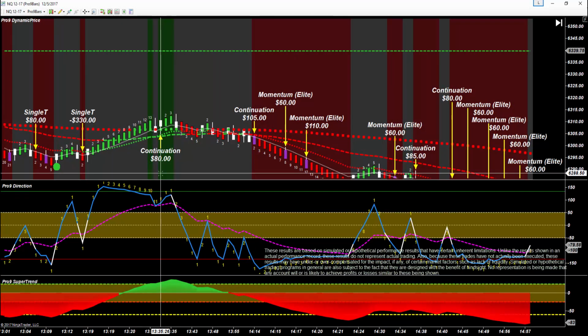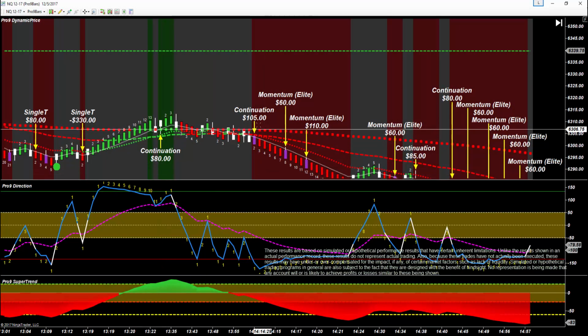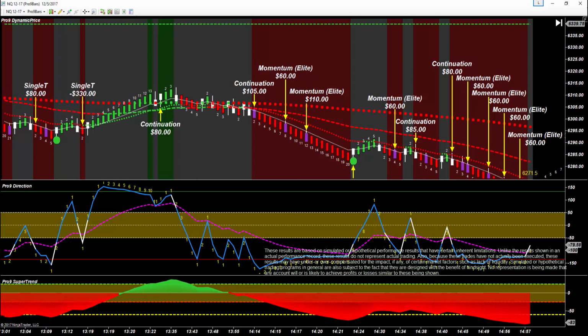Then we have a continuation long just hitting profit target, followed by a continuation short at 14:14. This one hits profit target, and the runner grabs a couple extra ticks, trailing at the high of bar 7. This is followed by a few momentums in a row, the first one just hitting profit target, the second one grabbing a couple extra ticks by trailing at the green DPI, getting stopped out by this turn bar.